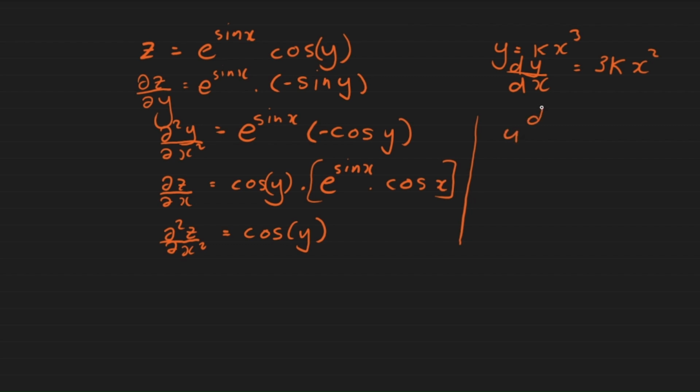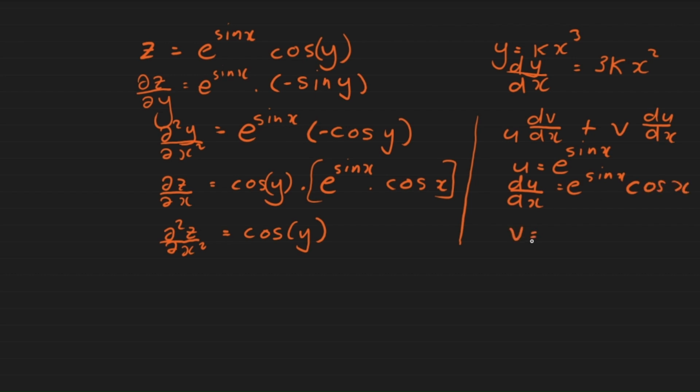So it's u times dv dx plus v times du dx. In this case, u is equal to e to the power sine x, and du dx is equal to e to the power sine x cos x. V is equal to cos x. Therefore, dv dx is equal to minus sine x.